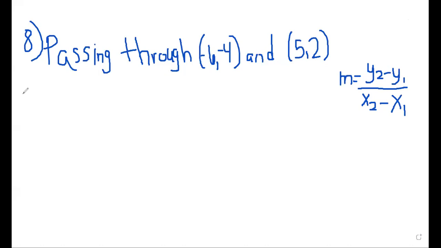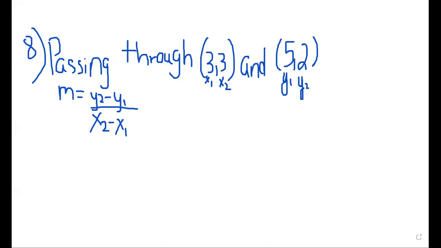So first things first, let's begin with problem 8, where it says passing through (3, 3) and (5, 2). Let me make that notation. We must recognize and identify the points to solve for our slope, which is m. So I've labeled accordingly: x1 is 3, y1 is 3, x2 is 5, and we will now put those in the equation.